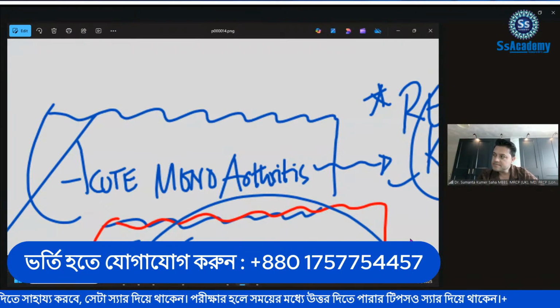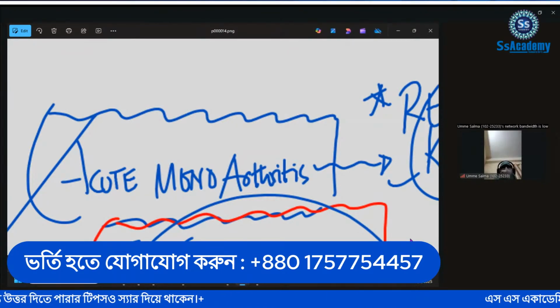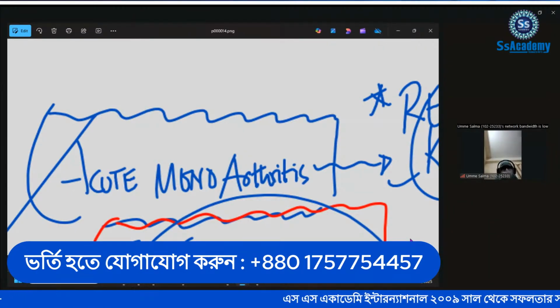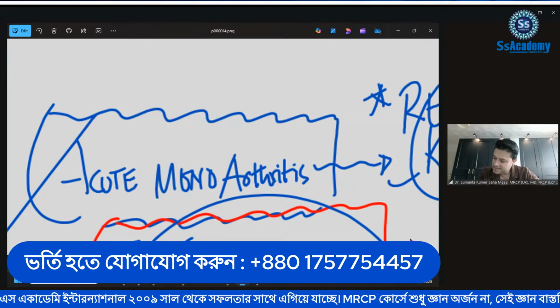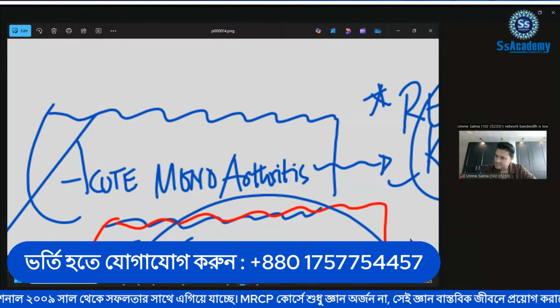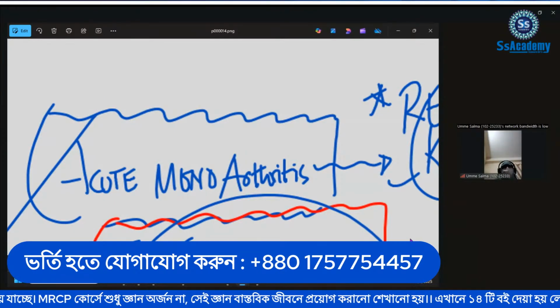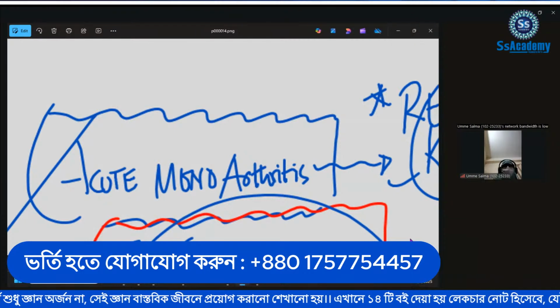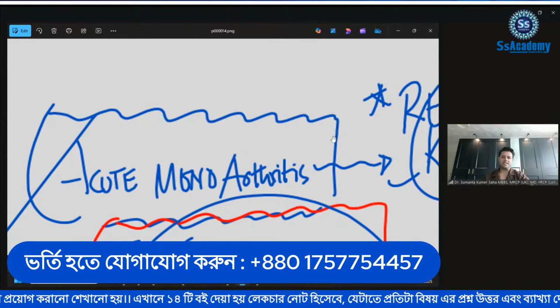ANA, anti-nuclear antibody, is the most sensitive and most important test for diagnosis. Anti-dsDNA is a more specific antibody. Anti-Smith antibody is the most specific antibody for diagnosis, and then anti-phospholipid antibody. Fantastic. Thank you very much. I'm happy for that. Now I can move forward.